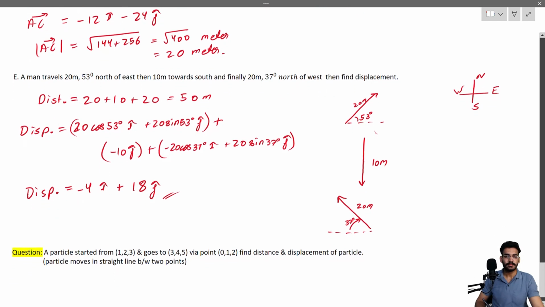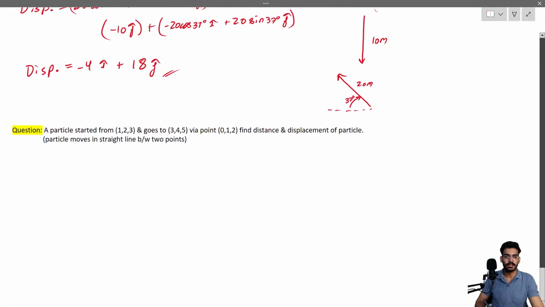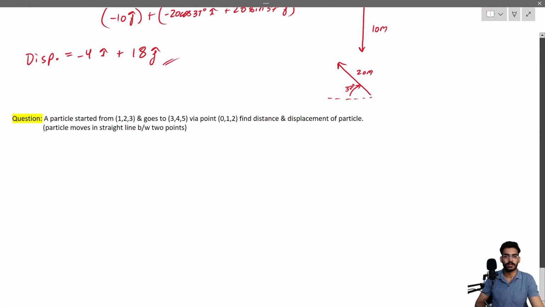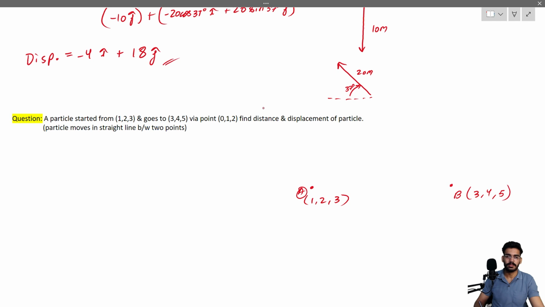Okay, next question we have is a particle started from 1, 2, 3 and goes to 3, 4, 5 via point 0, 1, 2. Okay, so these are x, y and z coordinates given. Okay, find distance and displacement of the particle. So he started from 1, 2, 3, A let's say, and he went to some point B which is at 3, 4, 5, and he went via 0, 1, 2, he went first here.